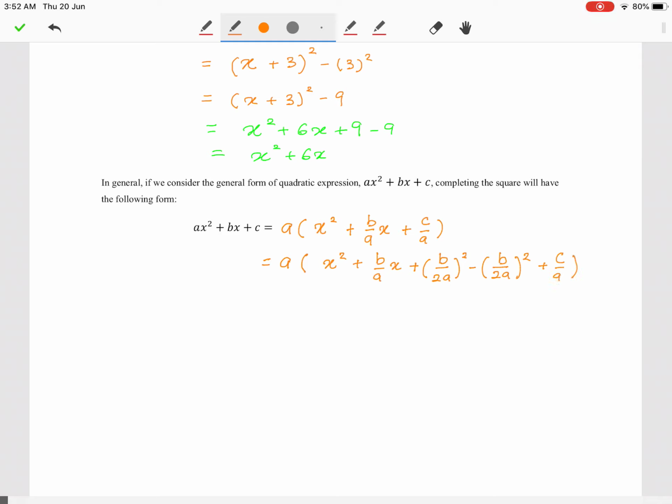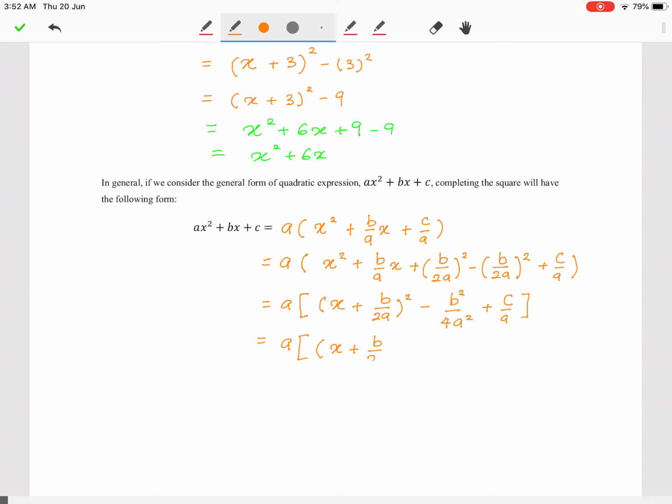So now again we can combine the x squared term. So we have x plus b over 2a square minus b square over 4a square. Just square the bracket. So plus c over a. So we close the bracket. Okay, so now we copy this down first.